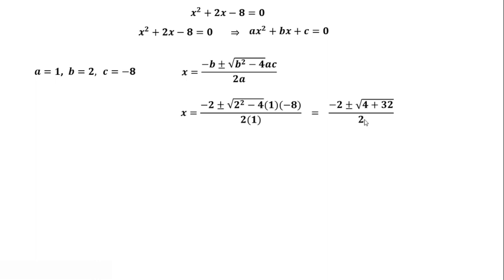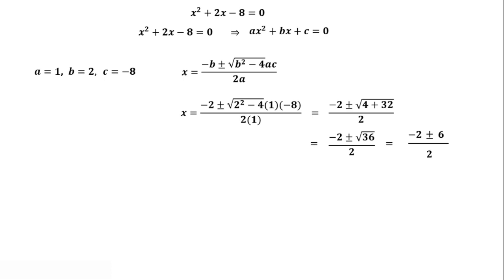So let's move on. So now we have negative 2 plus or minus the square root of 36 over 2, since 4 plus 32 is 36. So we now have negative 2 plus or minus the square root of 36 over 2. Let's move on. So we have negative 2 plus or minus, now the square root of 36 is 6, over 2.